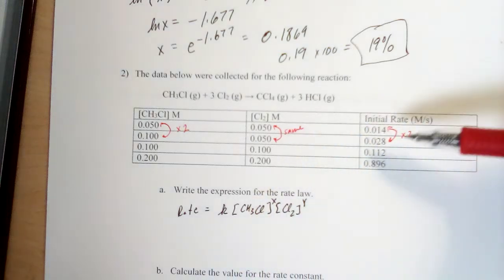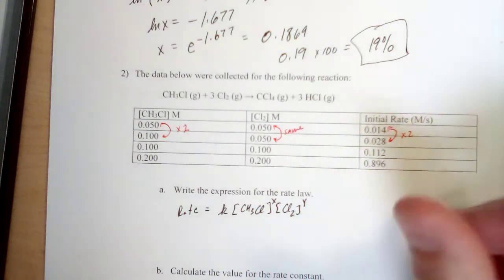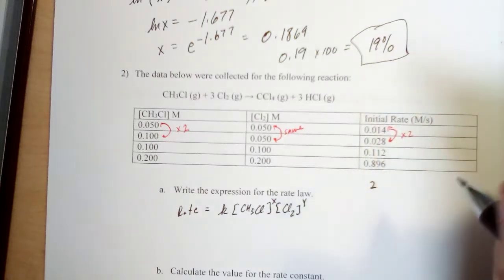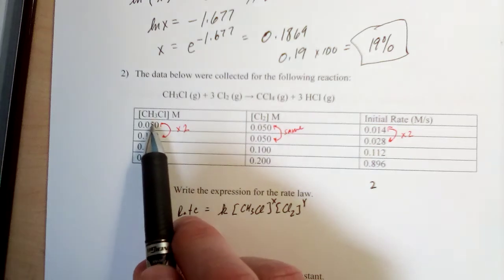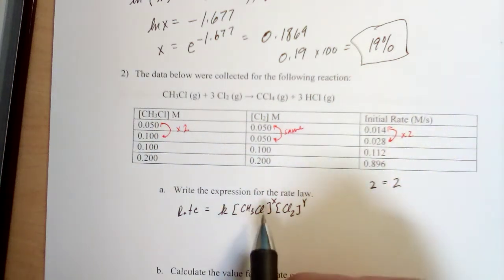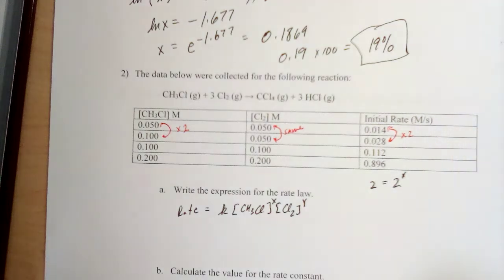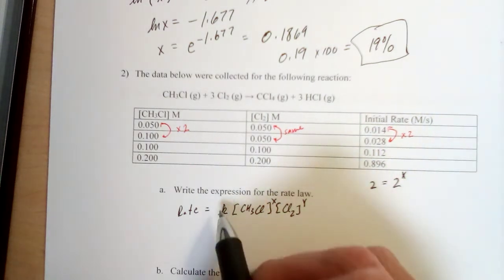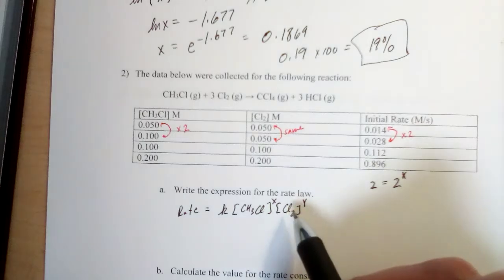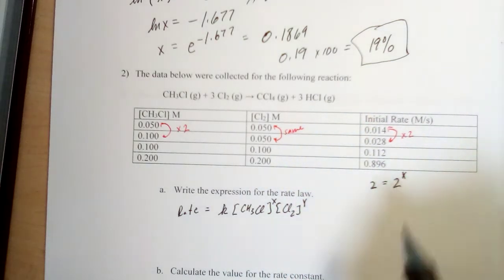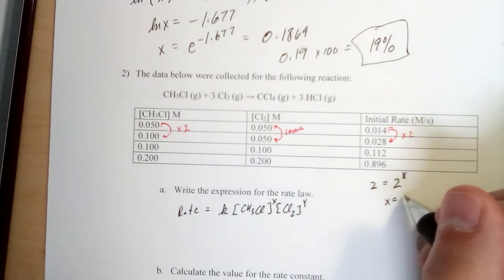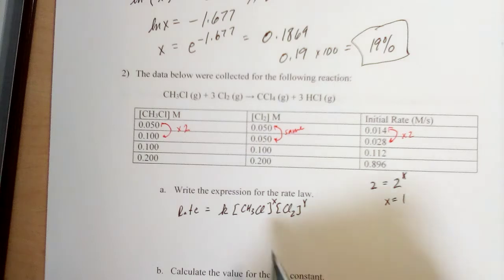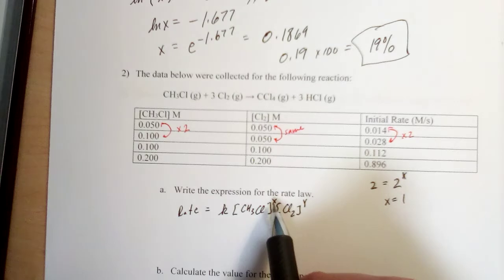So if I take rate 2 divided by rate 1, that's equal to 2. Right? And then I take the concentration of methyl chloride for number 2 divided by number 1, that is also 2, but I raised methyl chloride to the xth power. Now, comparing these, the rate constant's the same for both runs, concentration of chlorine was the same. That's how I'm able to simplify it like this. If 2 is equal to 2 to the x, that means x as an exponent has to be 1. So I now know the exponent that would go with the methyl chloride reactant in my rate law. That's going to be a 1.